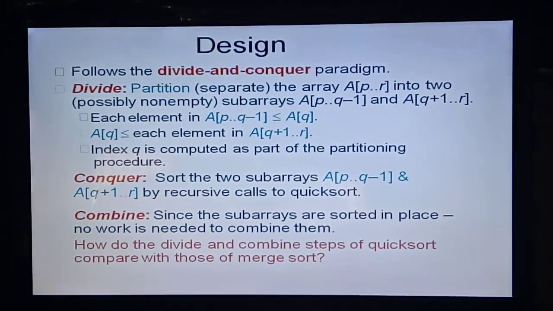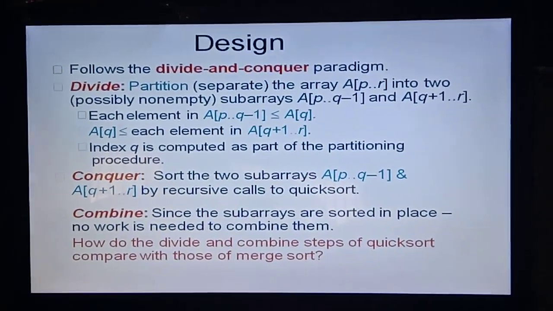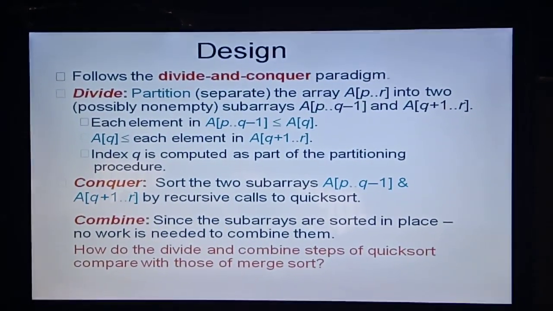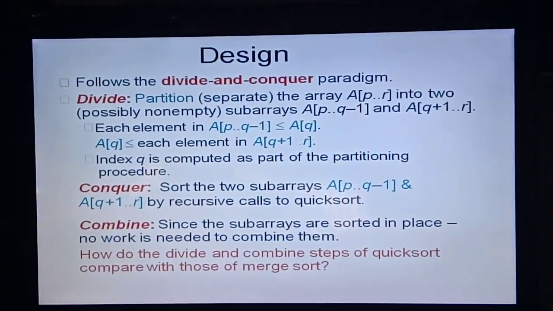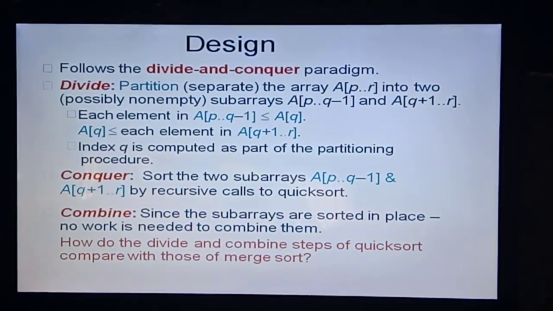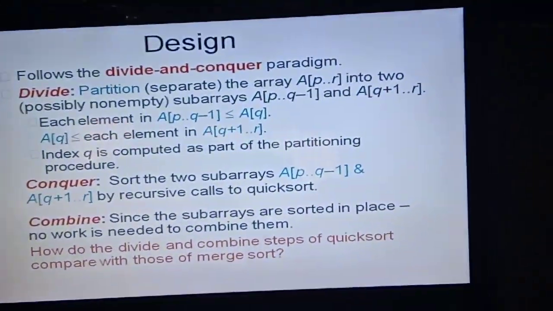Next, conquer: sort the two subarrays p to q-1 and q+1 to r by recursive calls to quicksort. You can recursively process the same division and rearrangement in both subpartitions until each subpartition contains a single element. Until that, you can divide.